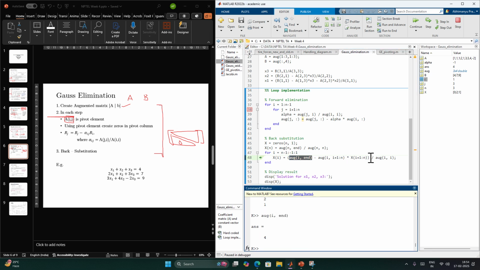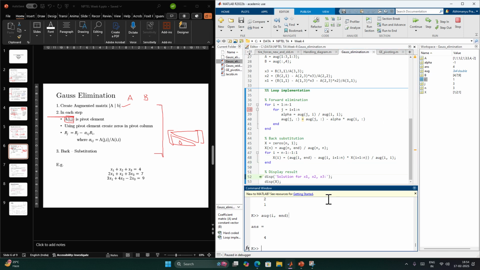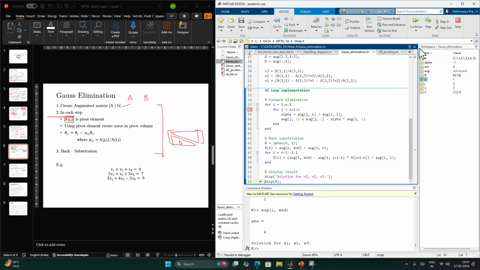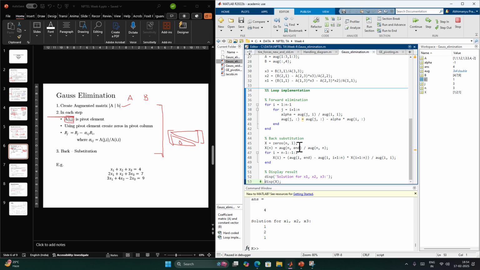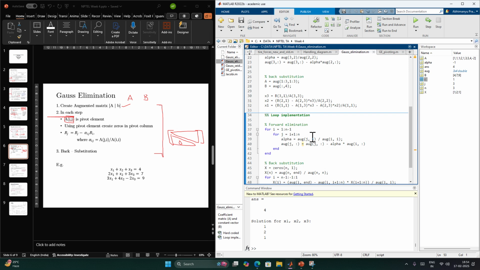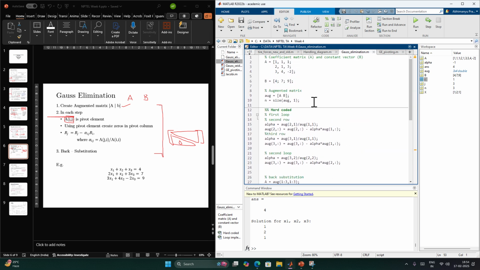Minus 4. So this whole line is basically this part. And now I'm just dividing it by the first element. So I will be getting my last element of x. And then I will be displaying the results. Minus 1, 2, 1. So yeah, this is the loop implementation. This is the hard-coded part. These are our problem definitions.